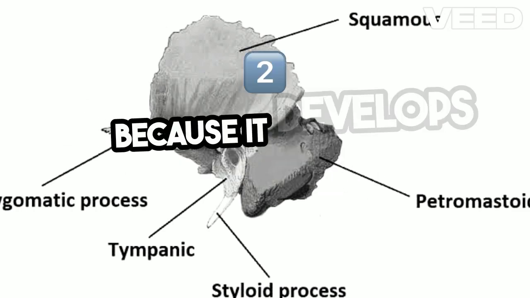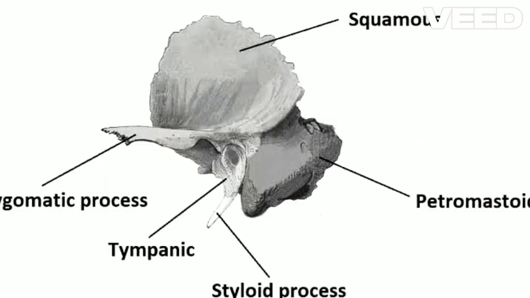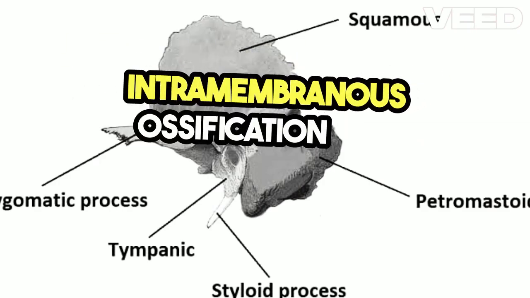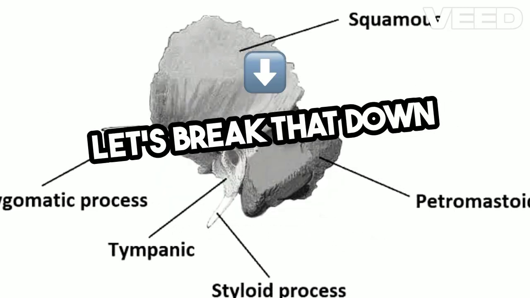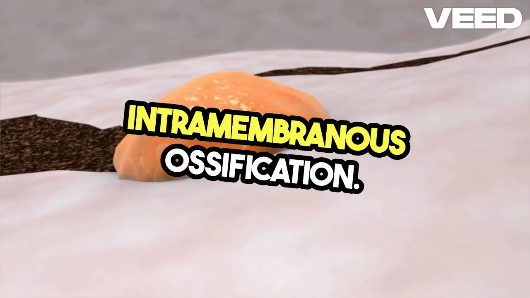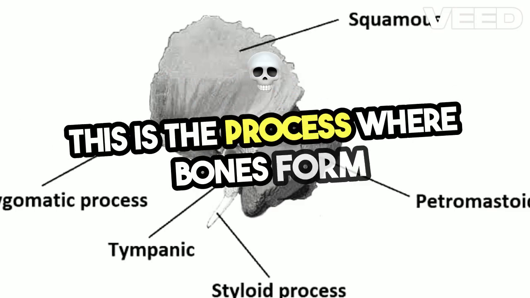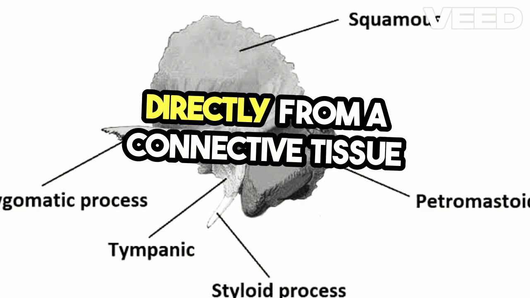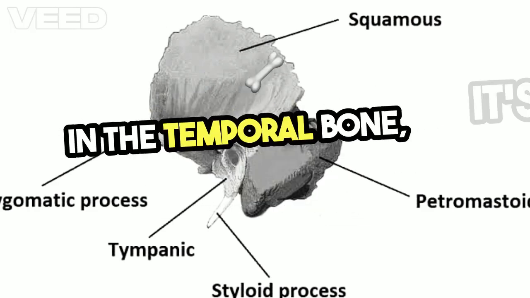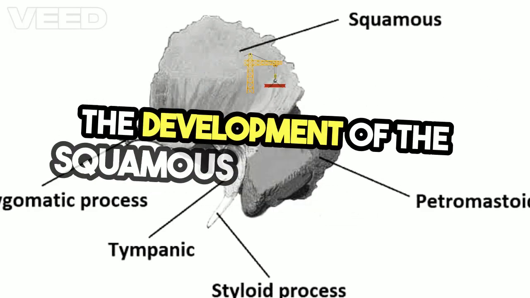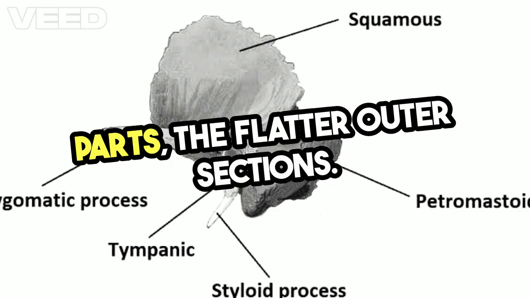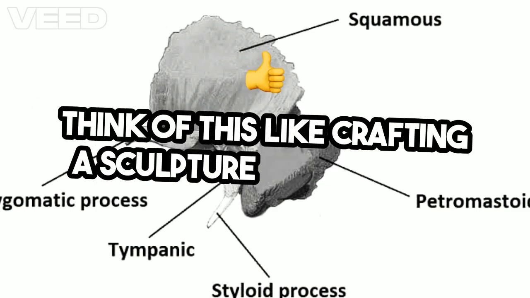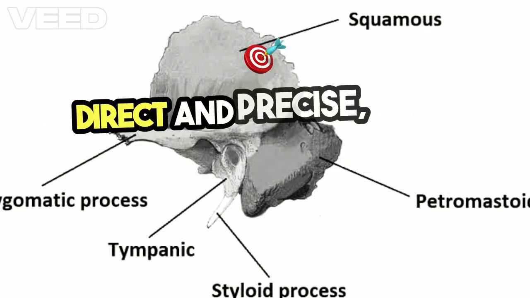Why? Because it develops through two different processes: intramembranous ossification and intracartilaginous ossification. Let's break that down. First, intramembranous ossification. This is the process where bones form directly from a connective tissue membrane. In the temporal bone, it's responsible for the development of the squamous and tympanic parts, the flatter, outer sections. Think of this like crafting a sculpture out of clay, direct and precise.